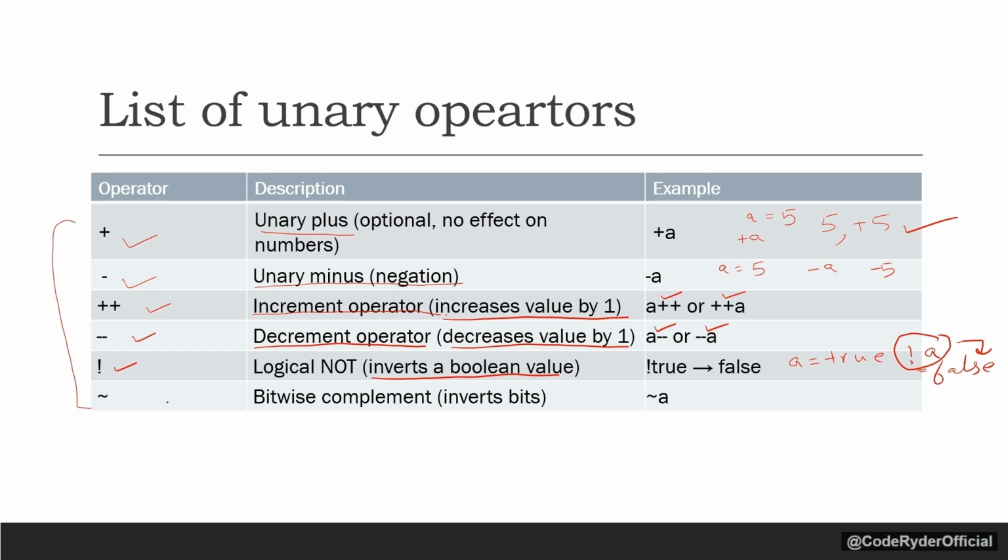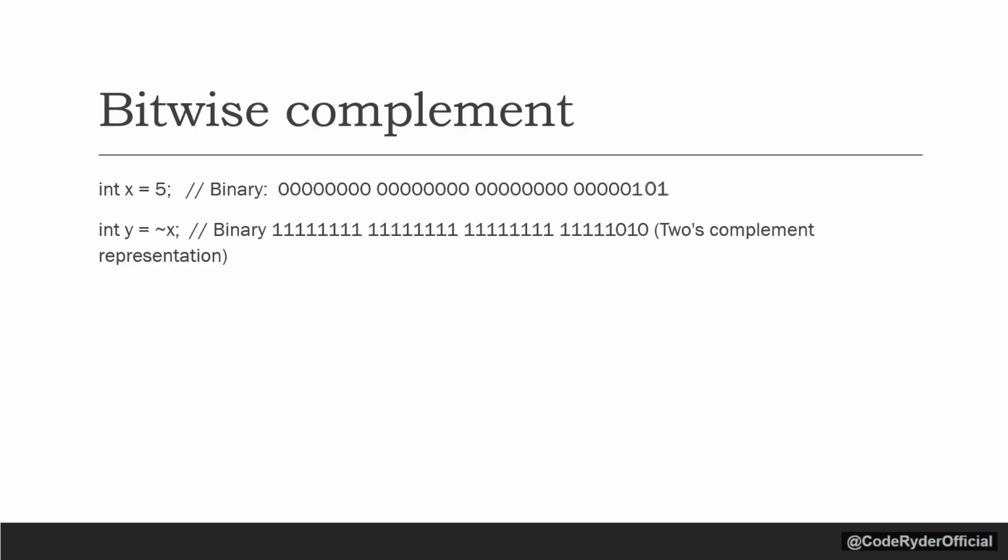And the last one is bitwise complement, which has this sign, and what it will do is invert the bits if you add this in front of the variable. So let's see an example of this. This is called bitwise complement. Suppose you have a variable int x is equal to 5. Since it's a 32-bit integer, we know that Java takes 32 bits of memory for storing an integer value. So its binary representation would be this.